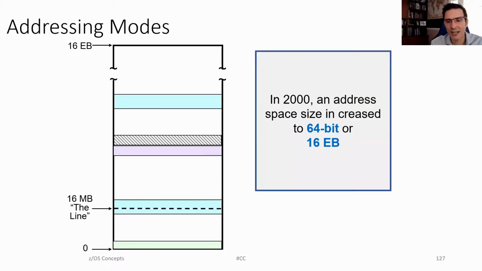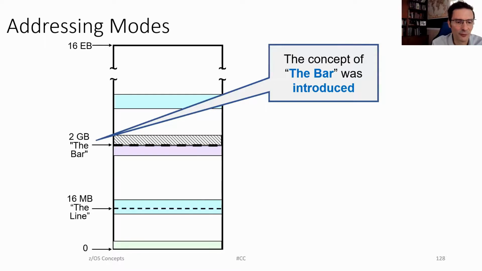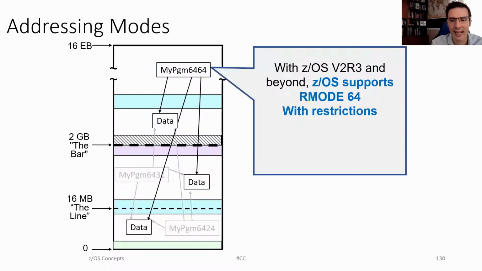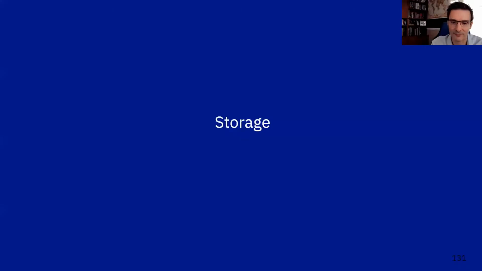All right, moving on to the year 2000. We waited quite a few years before we said, 2 gigabytes is really not big enough for an application. Let's move to 64-bit. So they moved to 64-bit in the year 2000 and really opened up the world. And the same concept was used. We'll just go very quickly. We had the concept of the bar, and now we have the line and the bar. And so we now have our A mode and R mode 64. A mode 64 says I can now access data above the bar. And R mode 64 is just starting to come into play now, where sometimes people want their applications actually to be above the bar as well.